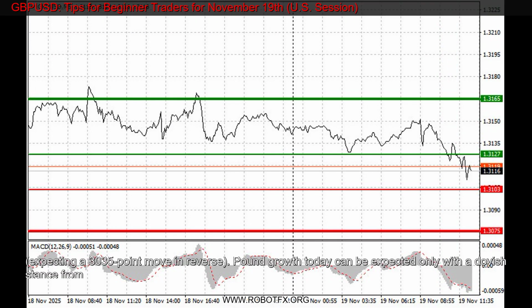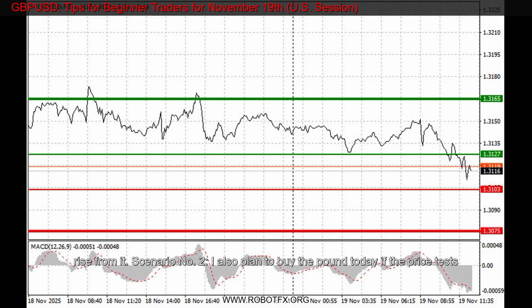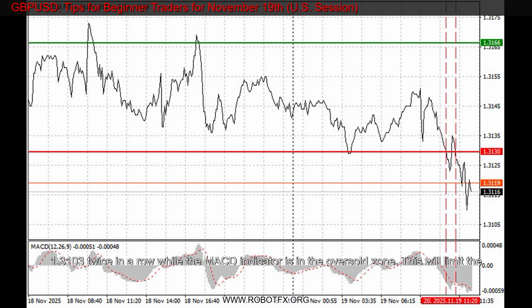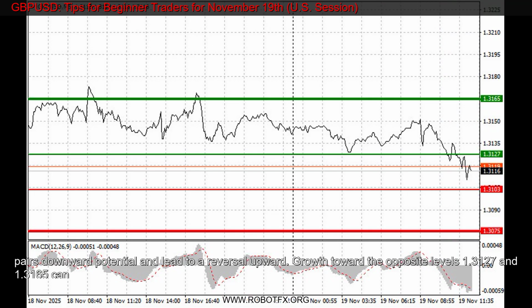Important. Before buying, make sure the MACD indicator is above the zero line and just beginning to rise from it. Scenario No. 2. I also plan to buy the pound today if the price tests 1.3103 twice in a row while the MACD indicator is in the oversold zone. This will limit the pair's downward potential and lead to a reversal upward. Growth toward the opposite levels 1.3127 and 1.3165 can be expected.